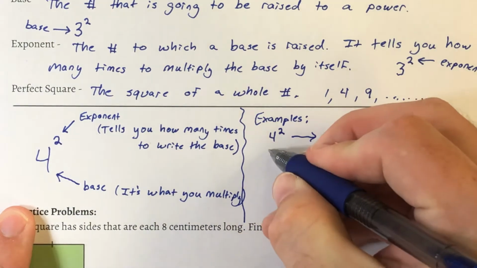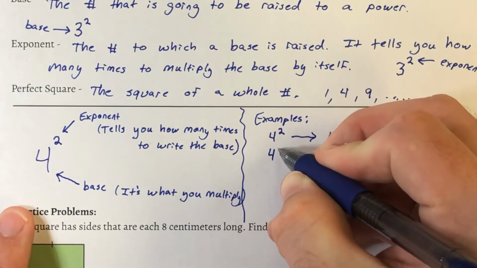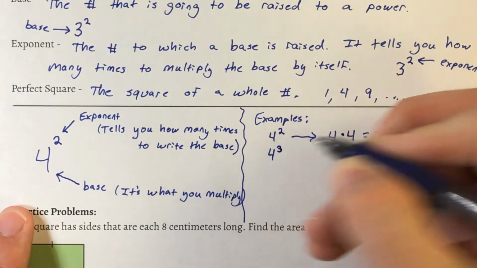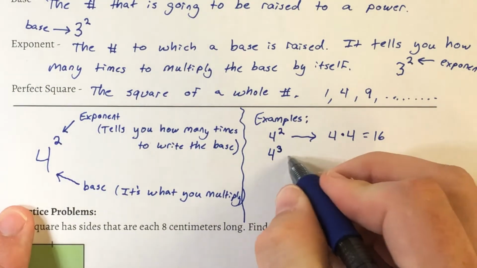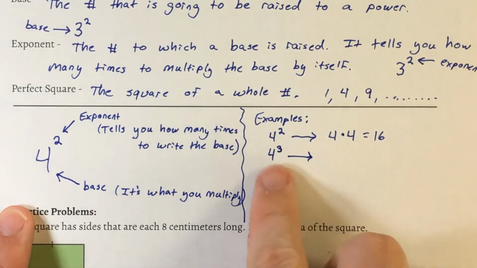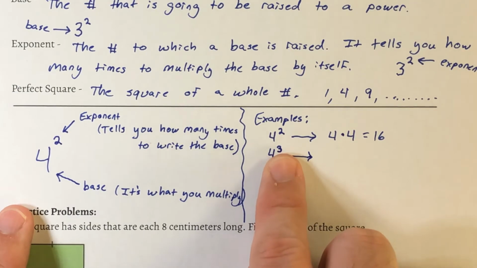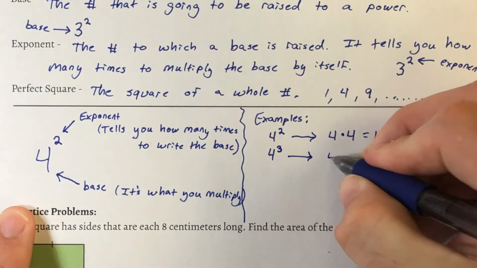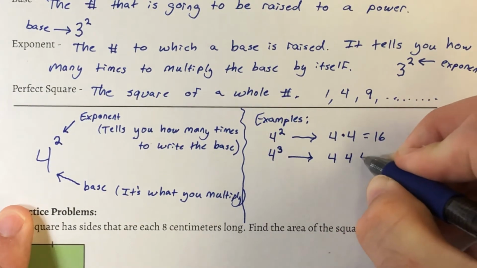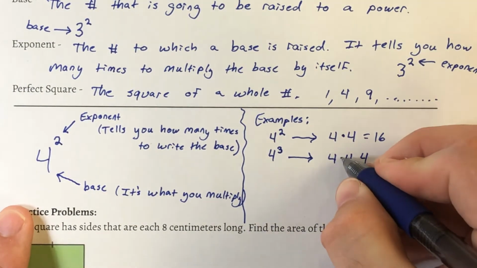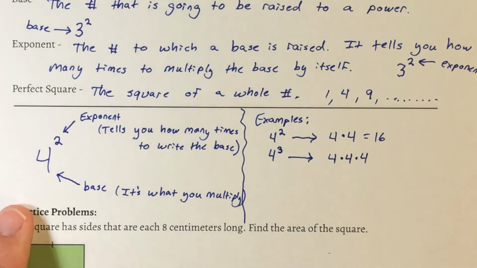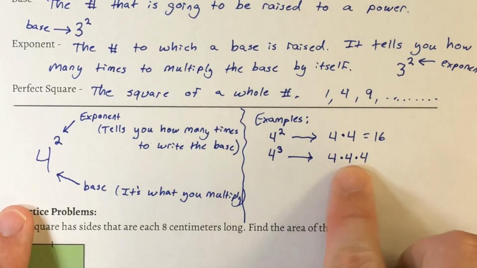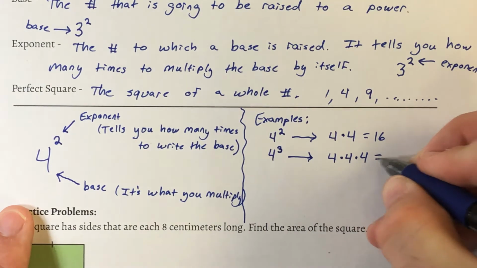Our next example, we're going to use a different exponent other than 2. So 4 to the power of 3. This is also known as 4 cubed. So that 3 right there, that exponent, it tells you how many times to write the base. So we're going to write 4 3 times, and then we multiply. 4 times 4 being 16, 16 times 4 being 64.